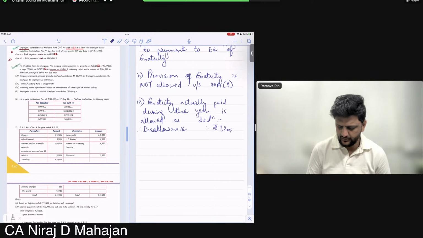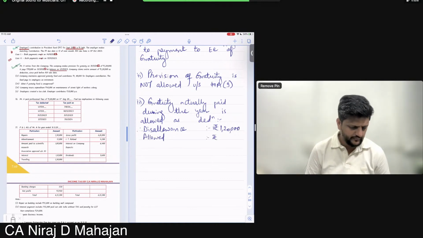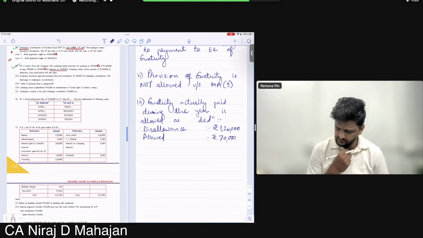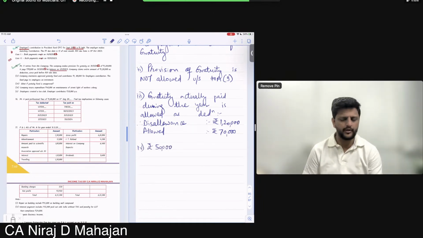1,20,000. And allowed is how much? Rupees. Actually paid in the current year is 70,000. Yes, tell you. Clearly, all of you. And what about point number 4? What about 50,000? It will be allowed, but in the next year or in the year of payment. Simple.